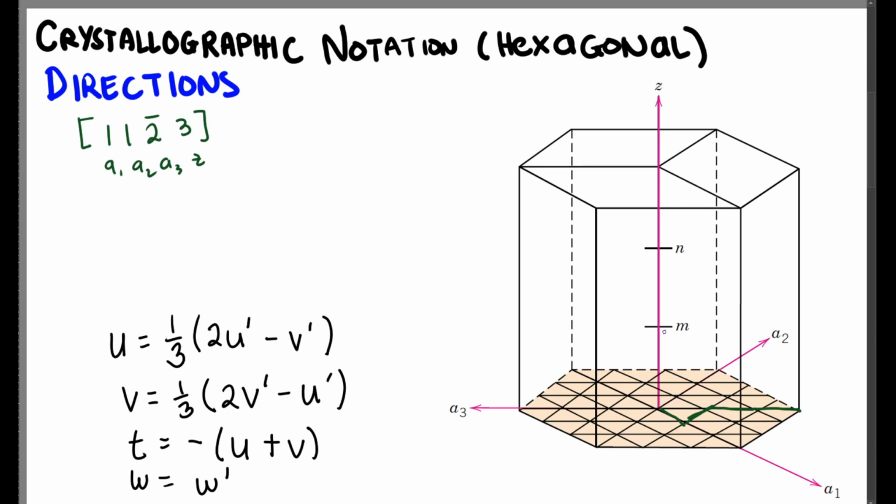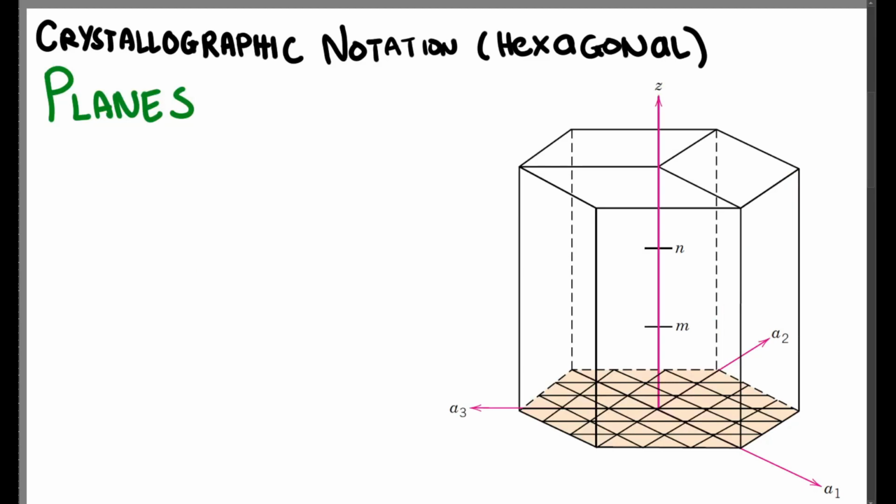So 1, 2, 3. And we'll see that we have the same direction as we had before. So that's how you project your directions if you know the coordinates. Just follow your axis. So this is the 1, 1, 2 bar, 3 direction.